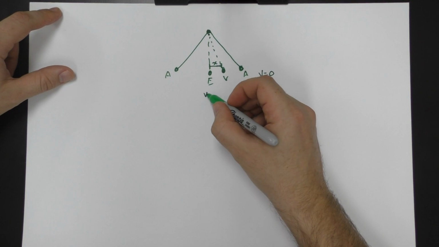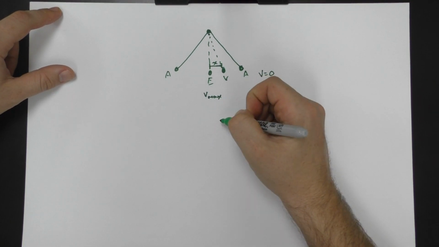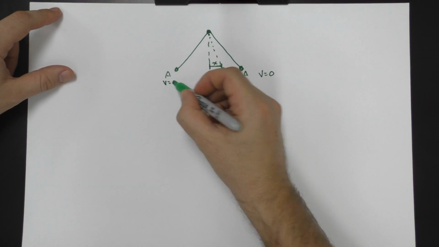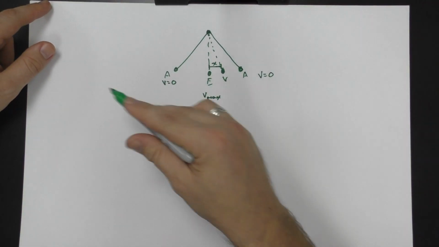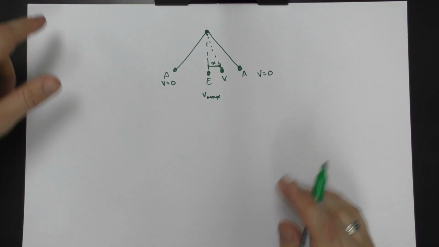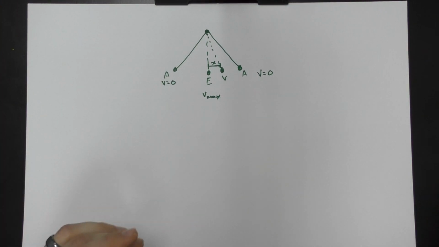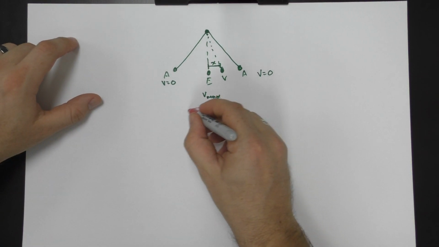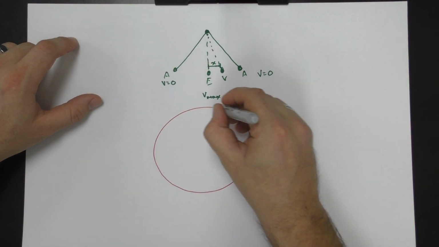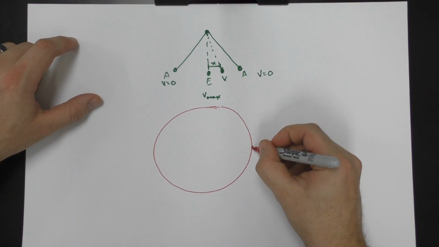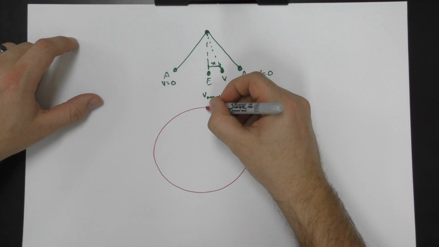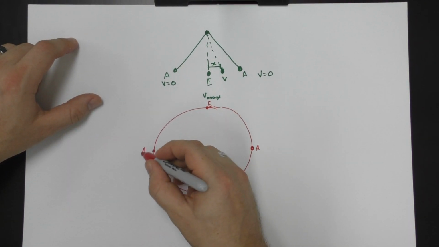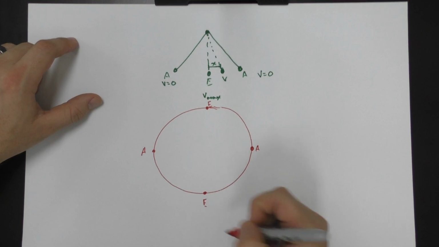At the equilibrium, the velocity is the max. And at the amplitude, again, velocity is 0. So we keep switching between those as we go backwards and forwards. So let's look at our circle again of this situation. And again, we've got our amplitude here, we've got our equilibrium here, amplitude again here, and equilibrium again there.